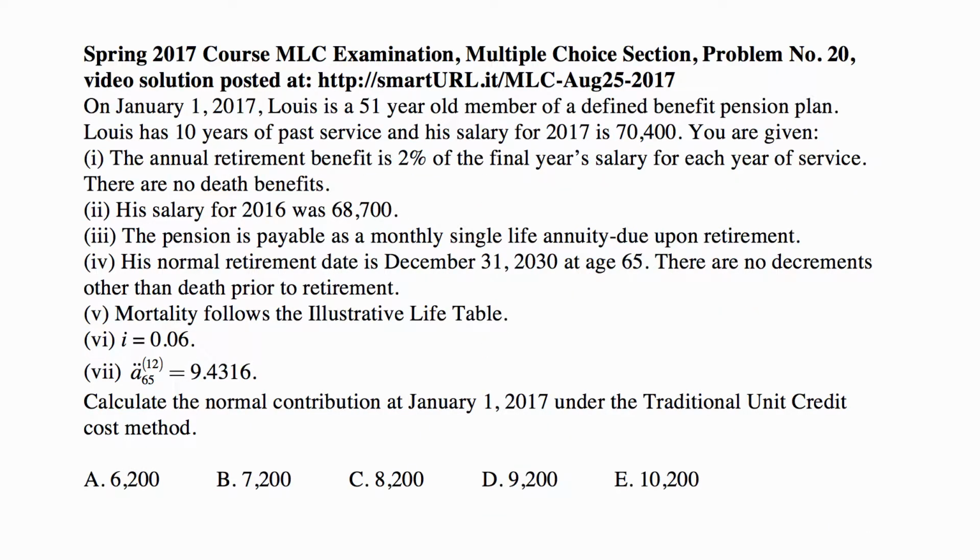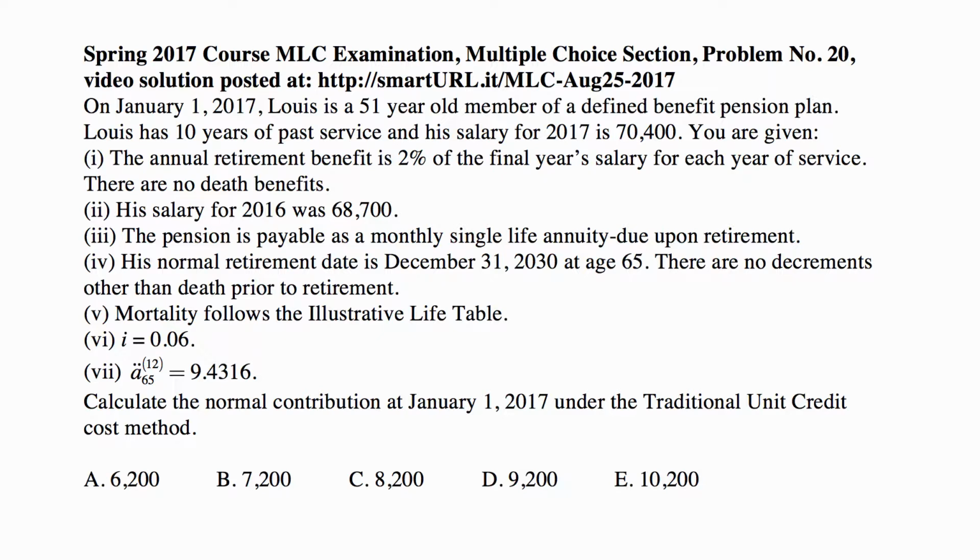Here's our problem. This is the last multiple choice problem from the spring 2017 exam MLC, problem number 20 in the multiple choice section. On January 1st, 2017, Lewis is a 51-year-old member of a defined benefit pension plan. Lewis has 10 years of past service, and his salary for 2017 is $70,400. You are given the annual retirement benefit is 2% of the final year's salary for each year of service, and there are no death benefits.